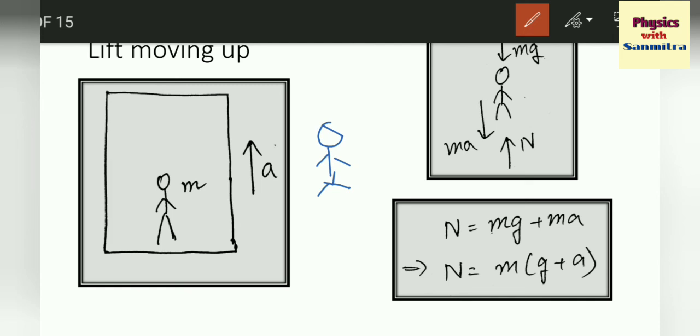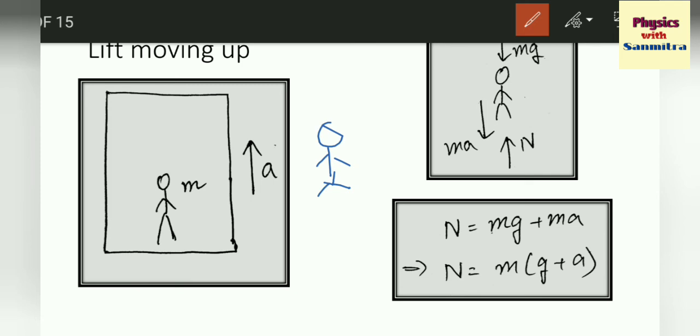First of all, the lift has no windows. Most of the lifts do not have. Some of the lifts have, but a few of the lifts do not have. Suppose you are not looking at the window, then how can you understand that the lift is going up or not? Actually, you can by feeling it. We'll show how. But you cannot do it by seeing.